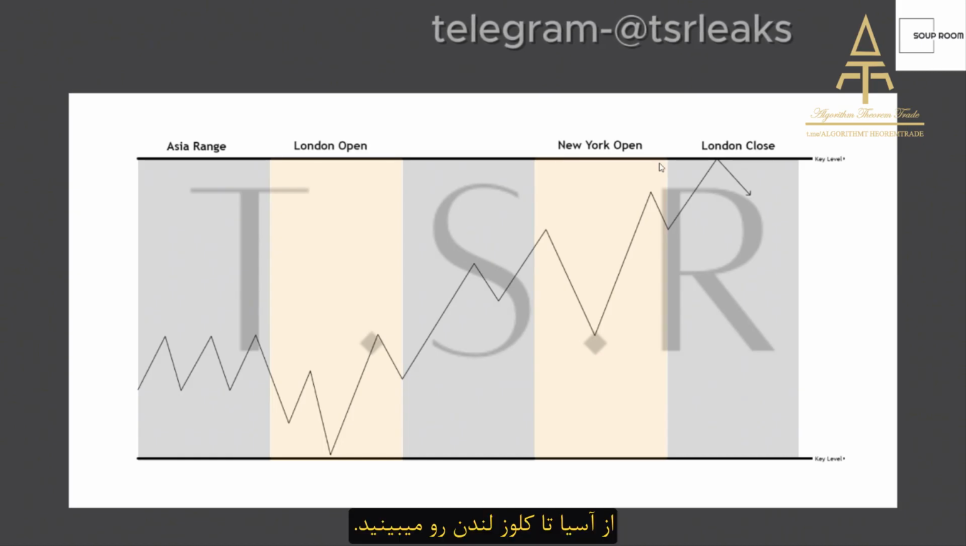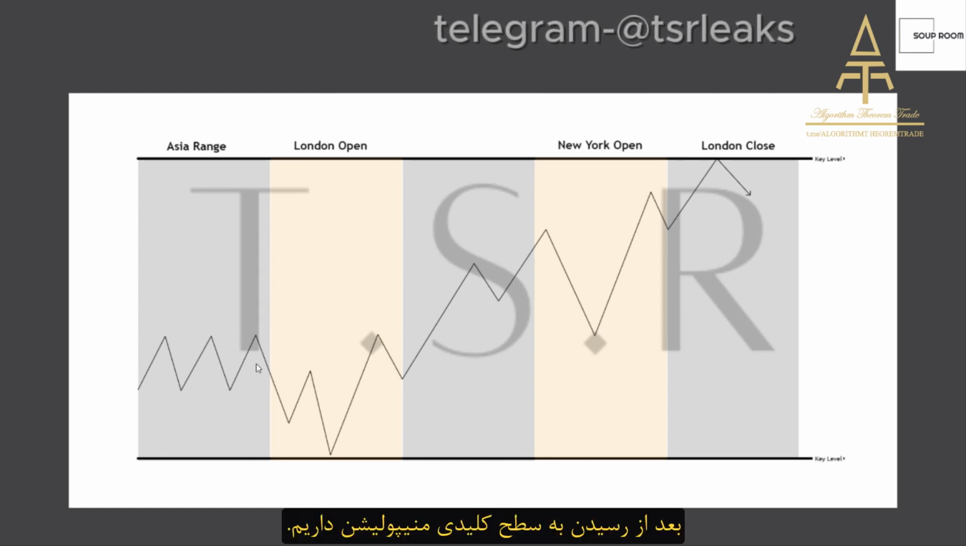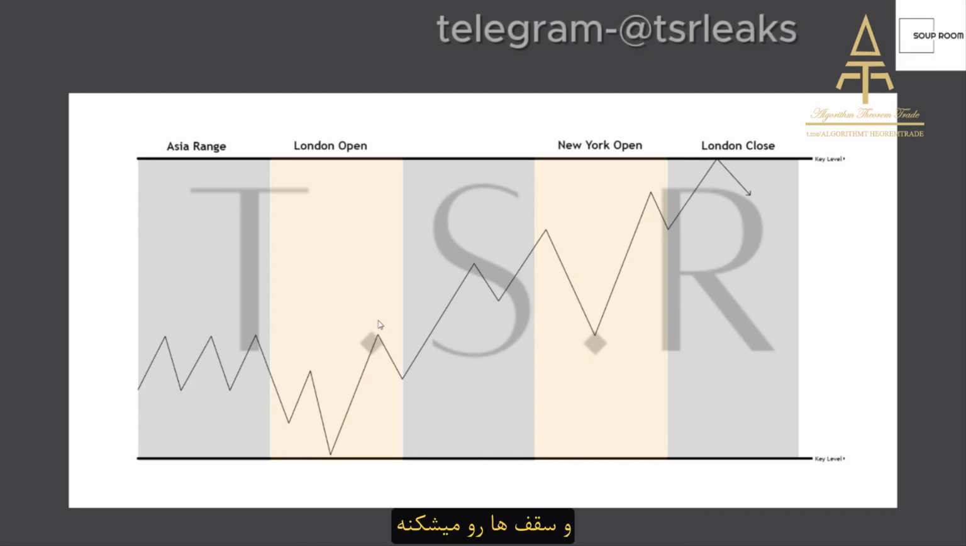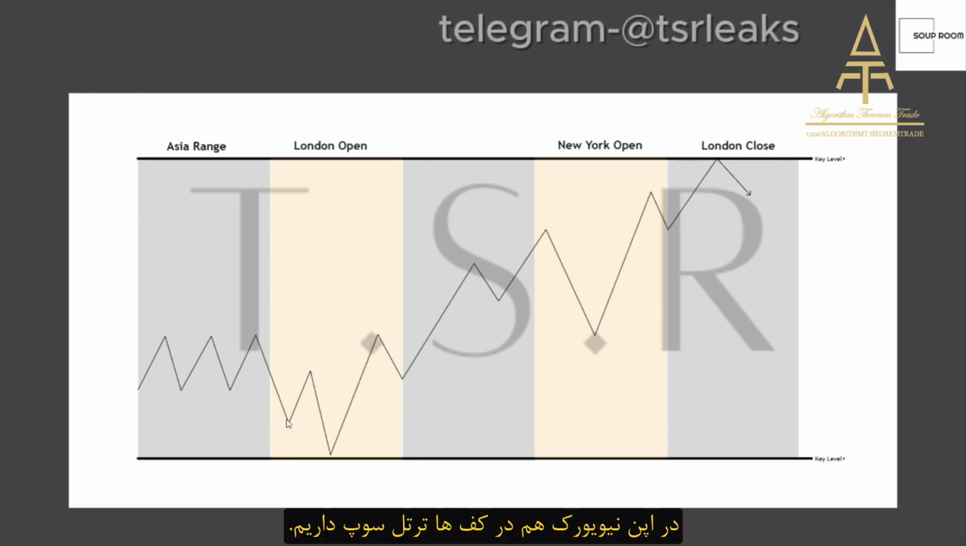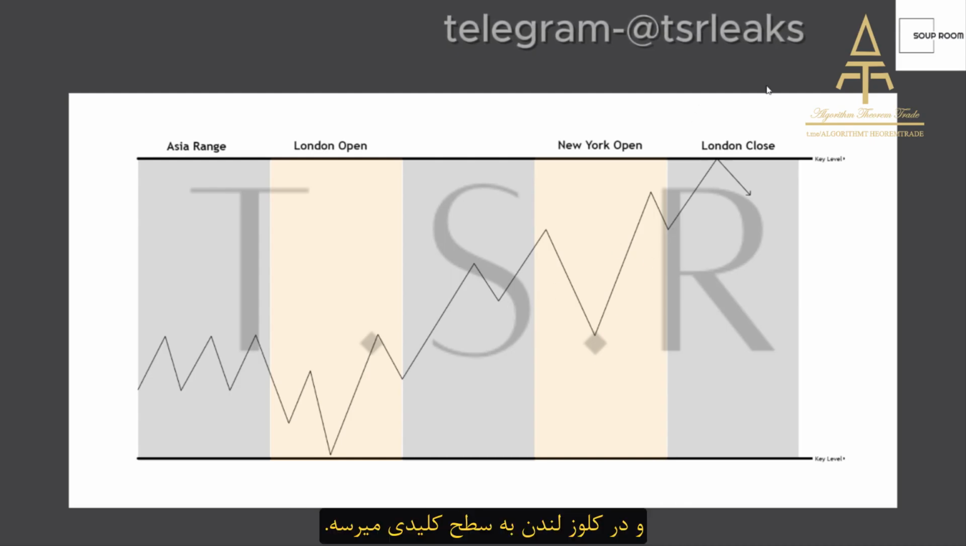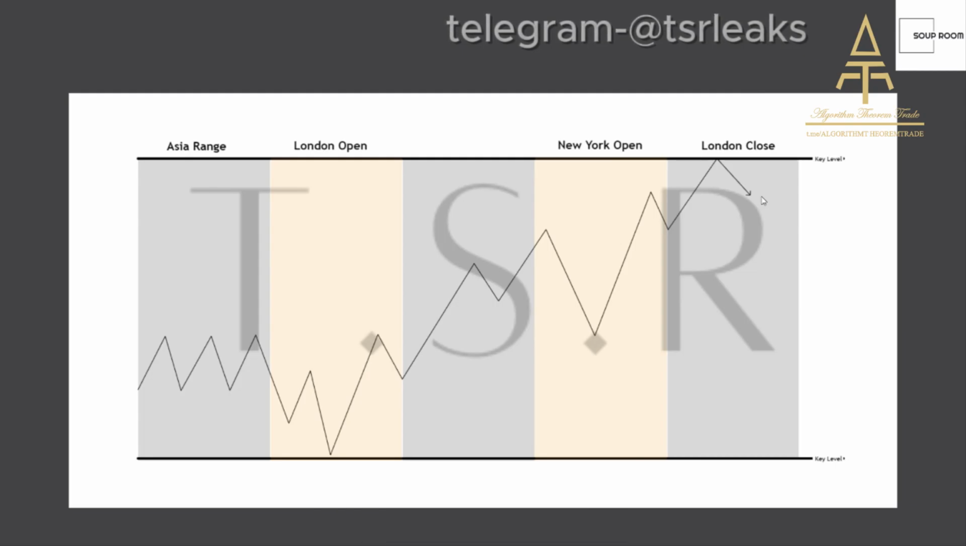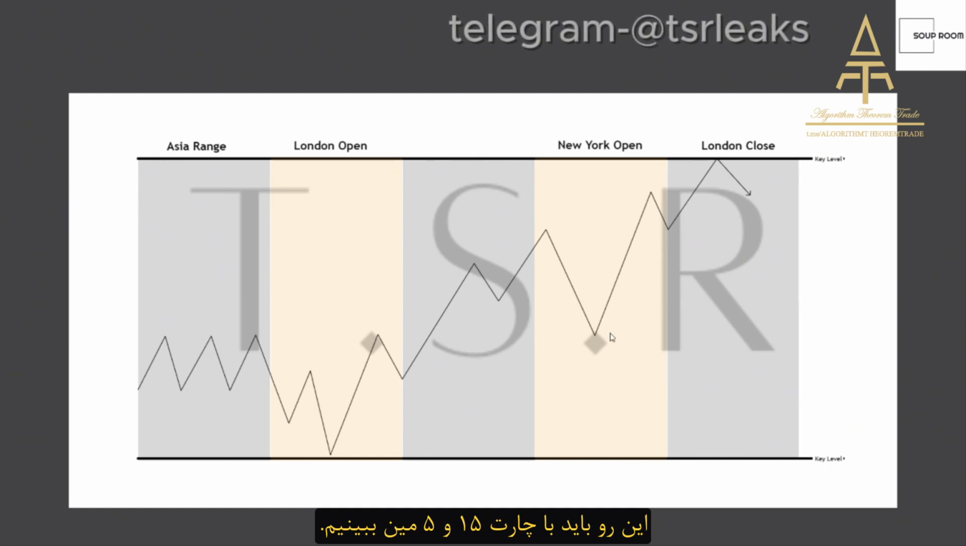So firstly, we have the Asia, London, New York, and London close. As you can see, the range on the lower time frame, manipulation, tapping the key level, expansion to the upside, breaking highs instead of breaking lows. We start rejecting lows and breaking highs, coming back up into the New York Open with a retracement, turtle soup, a low, and finally tapping into the key level during the London close. So this would of course be looking at price on a 15-minute and 5-minute chart.